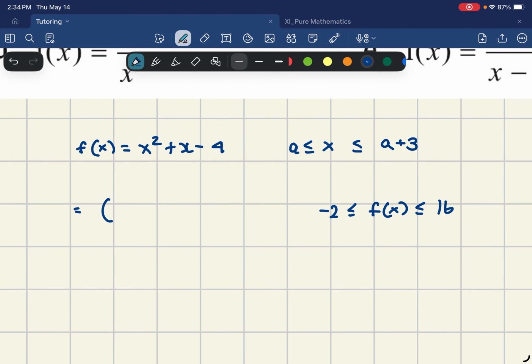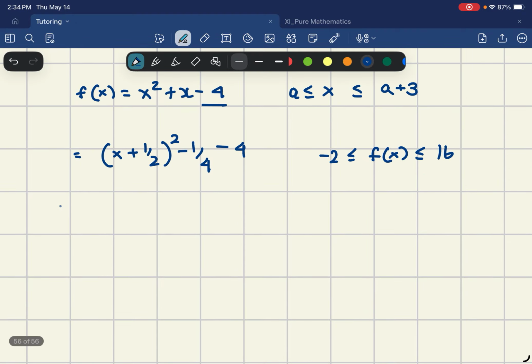If I complete the square again, I get (x plus a half) squared. So this gives me x squared plus x plus 1 by 4, right? I get plus 1 by 4. So I need to remove that 1 by 4, and I need to subtract 4 as well. If you simplify this, I believe you get negative 17 by 4.